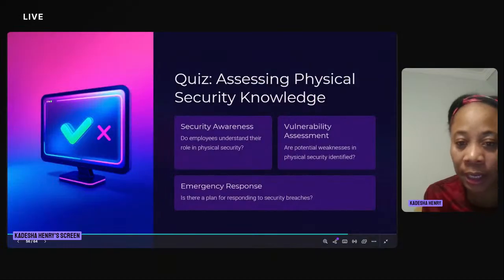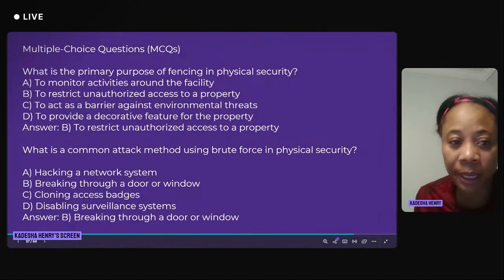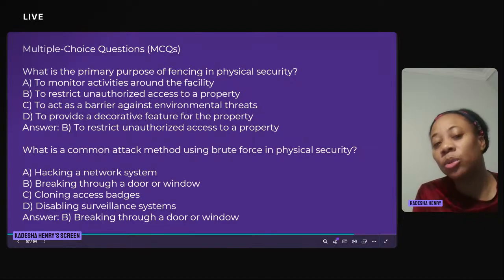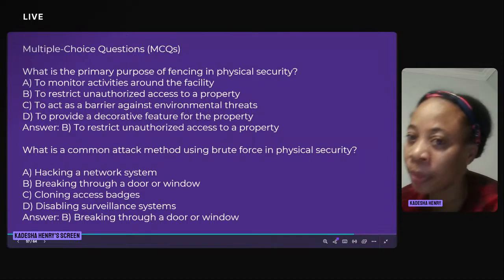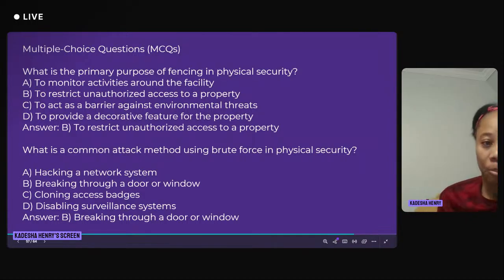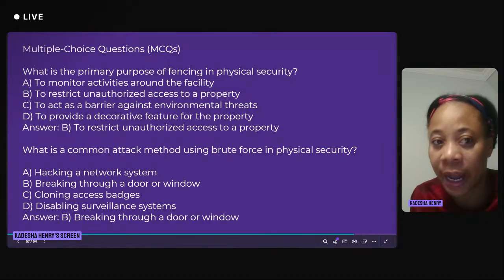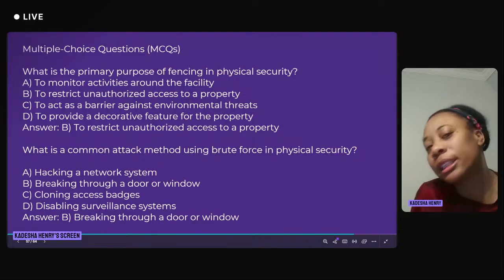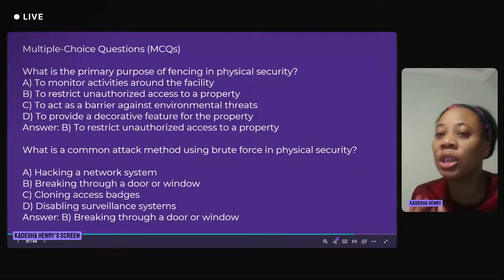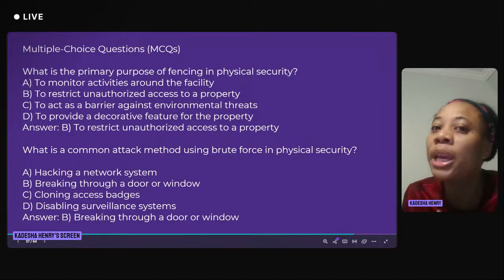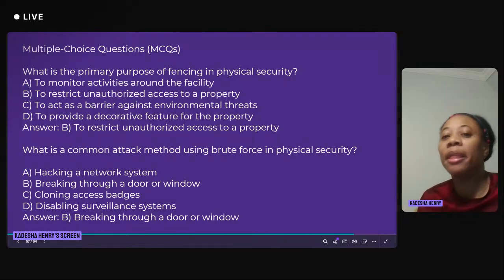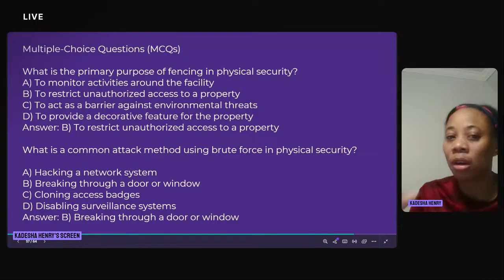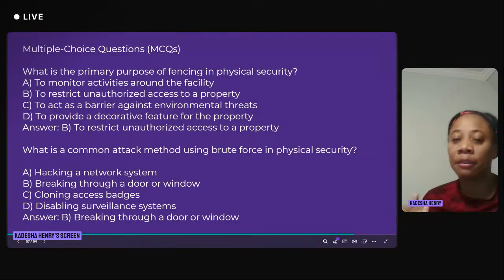So let's look at some assessment. Those slides weren't really supposed to have been in that particular area, but it's okay. Let's look at some general multiple choice and short answer questions. They cover all the topics that we have covered so far in physical security.